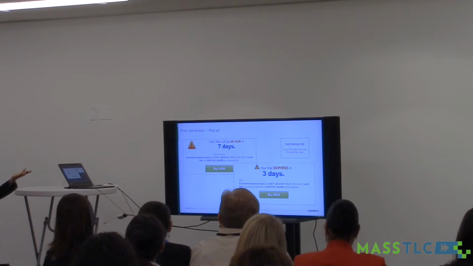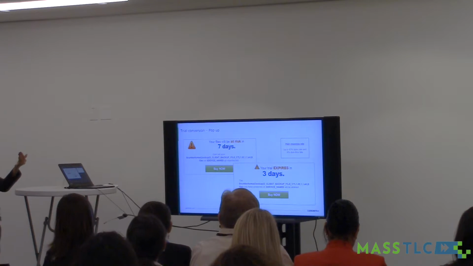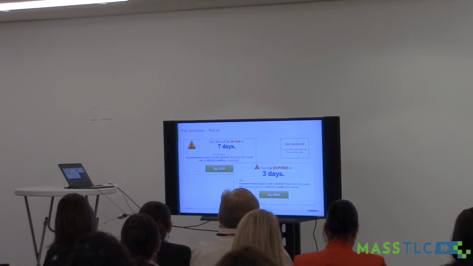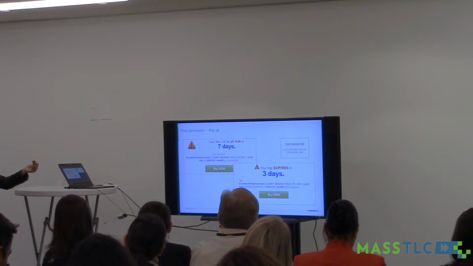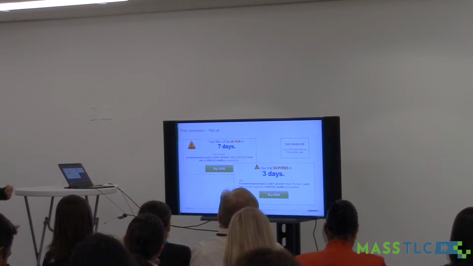And again, the open rate is 45% and 8% click through. So as you're getting closer to your trial end, the more and more we get people to click on it, get people to act on it, the higher the conversion rates are.